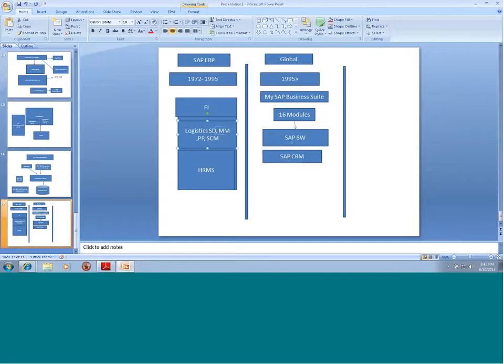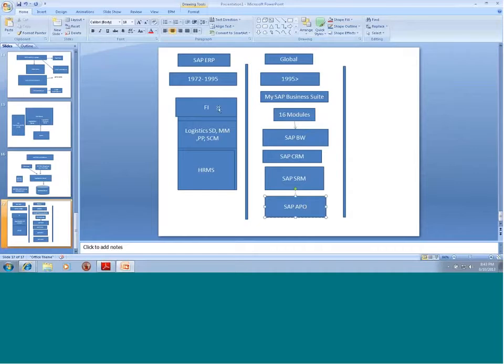Similarly, materials management is about how materials are brought into the system and how materials are handled in the organization. An advanced system for that would be SAP SRM, which is an advancement to the materials management system. Again, similarly for production planning, there is an advanced system called SAP APO, which stands for Analytical Planning Optimizer. So that's APO.